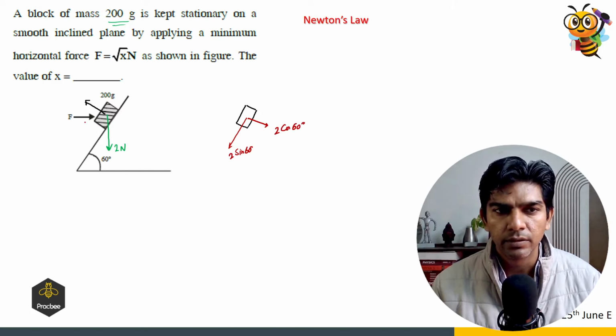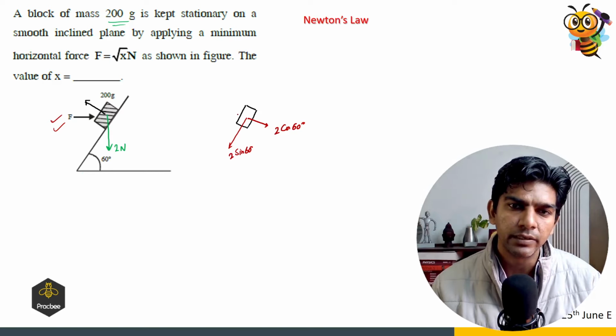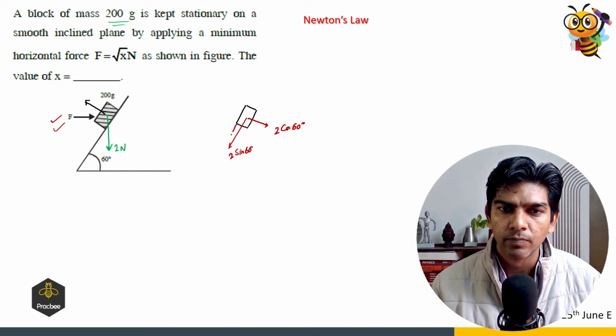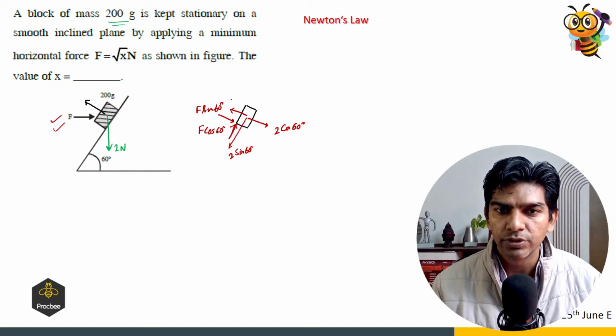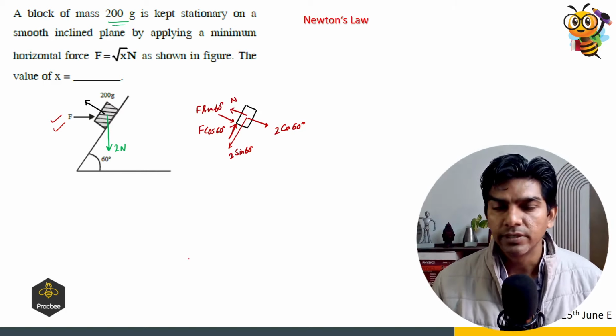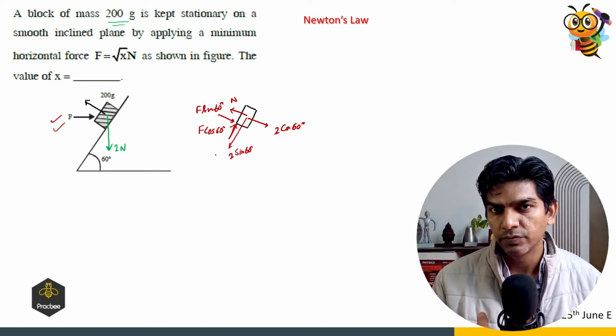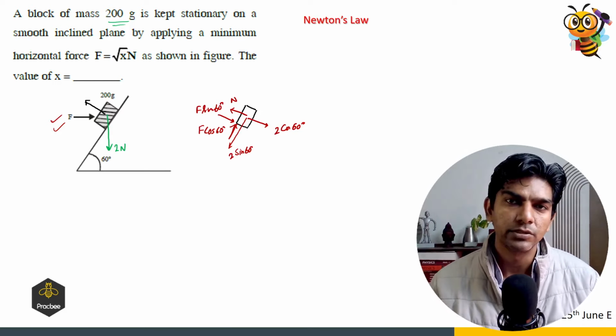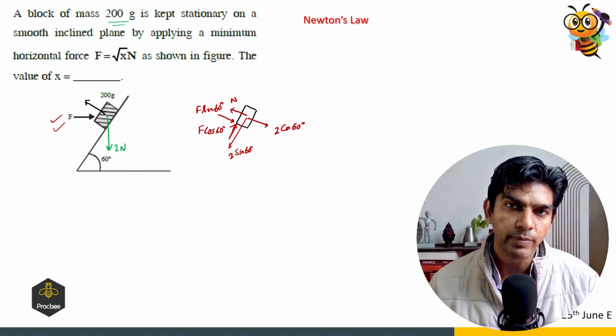And there will be the external force F, and let us take its components. Its component along the incline will be F cos 60 degree and its component normal to the inclined plane will be F sin 60. Apart from this, there will be a normal reaction which is normal to the inclined plane. This block is in equilibrium, so the forces along the inclined plane should balance each other and the forces normal to the inclined plane should balance each other.